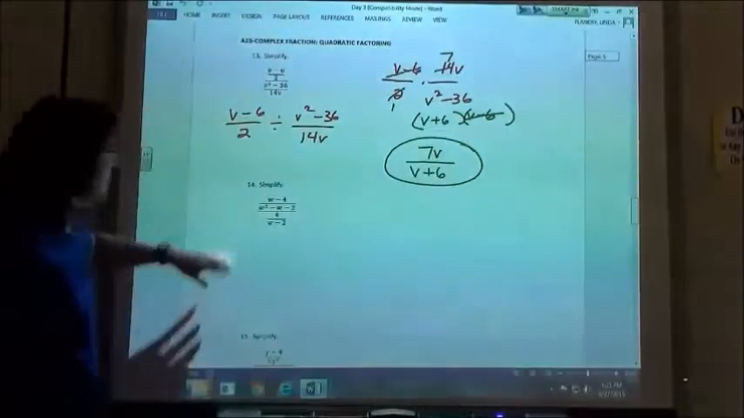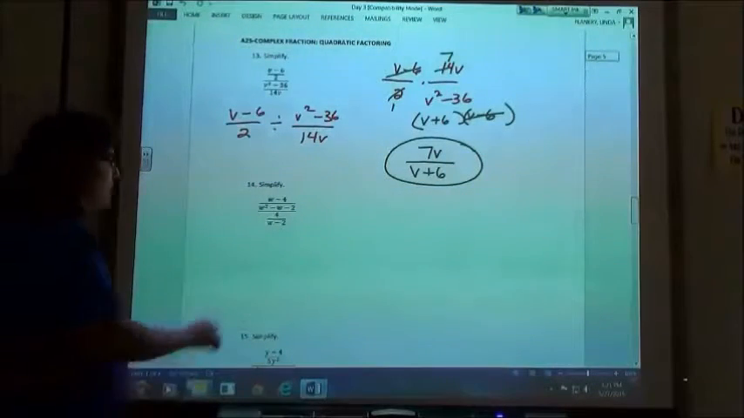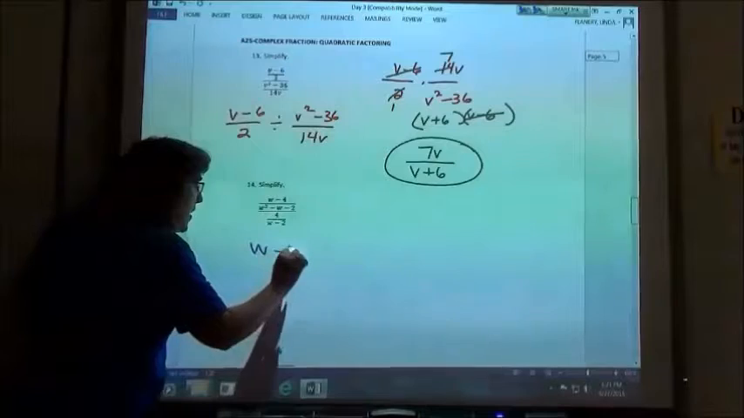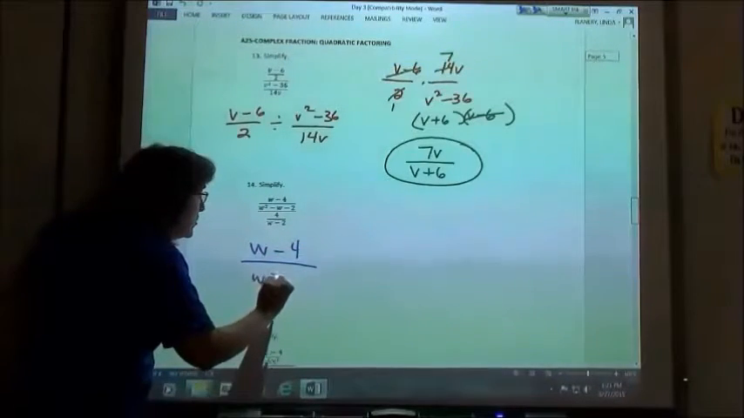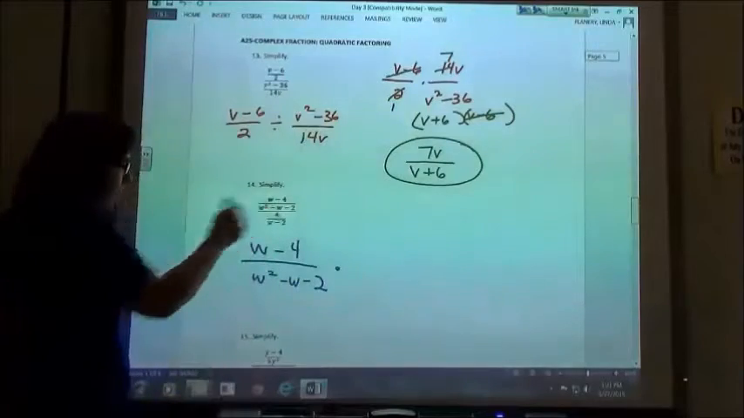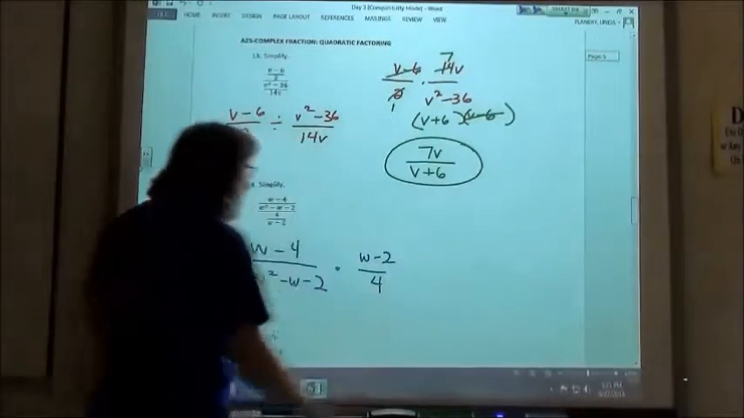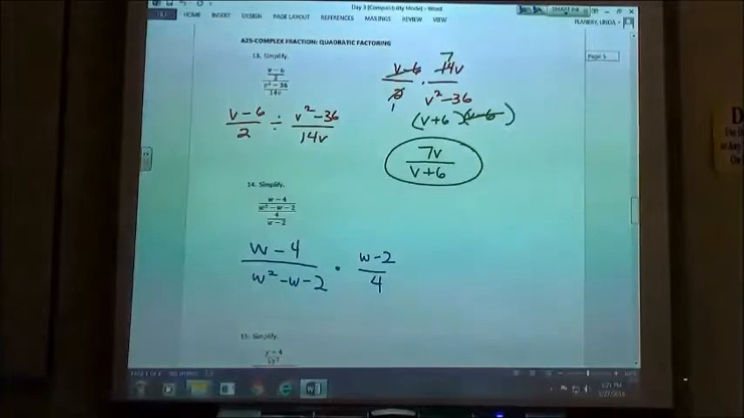So again, as long as I remember this is a division problem, I'm going to invert and multiply. So I'm going to say w minus 4 over w squared minus w minus 2 times the reciprocal, so the w minus 2 over 4, and save myself a step in there.